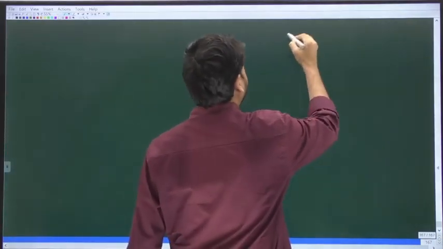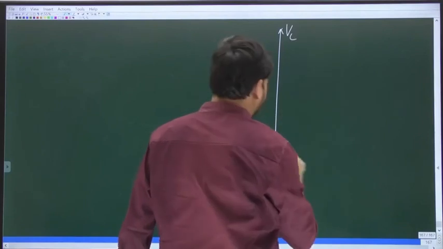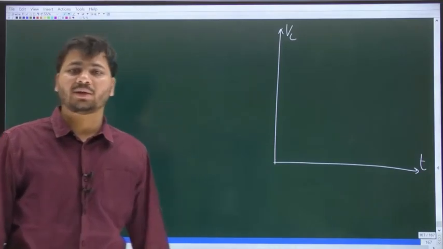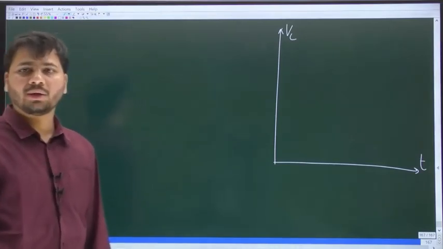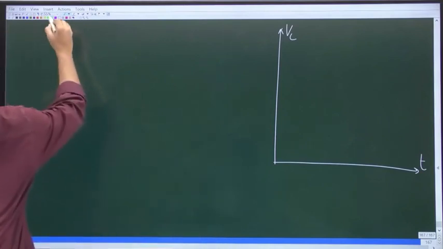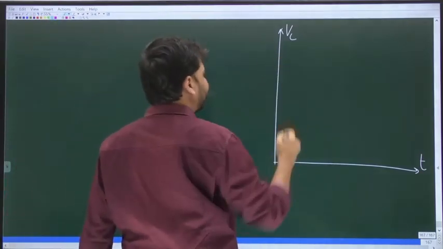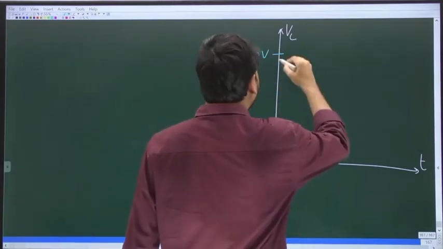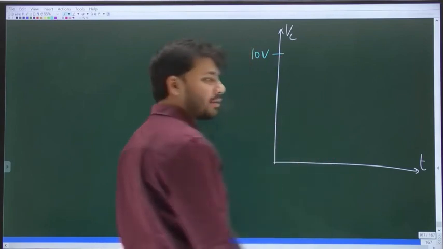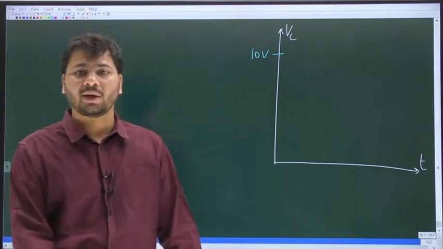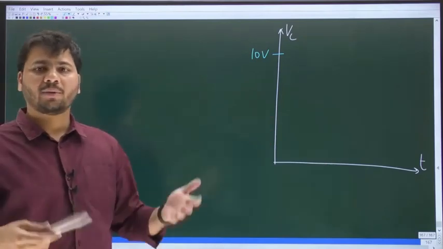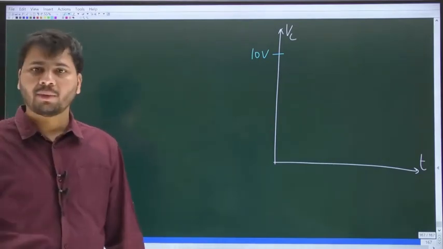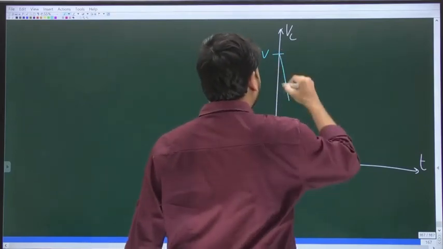So for this circuit, if you try to plot the voltage across the capacitor versus time, what is the initial value of Vc at t equal to 0? The value of Vc is 10. Okay, and then starting from 10 volts, initially what was the rate of decay? 10 by RC. In fact, the slope dVc by dt, is it not the slope of the voltage waveform? And what was the slope? Minus 10 by RC. So it will do something like this.